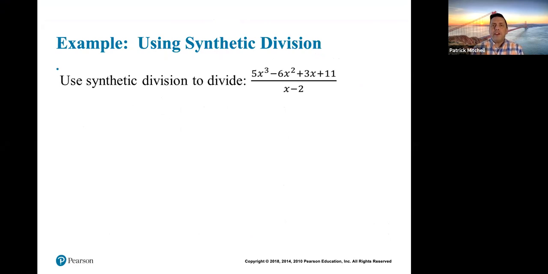We're going to use synthetic division to divide 5x cubed minus 6x squared plus 3x plus 11 divided by x minus 2. So please pause the video and try to set that up. Actually, maybe I will have you do this in two parts. So first try to set it up, and then once you've got it set up, unpause the video. I will show you the setup, and then you can pause it again and try to actually do the synthetic division. Okay, so first step, set it up. Come back when you're finished.